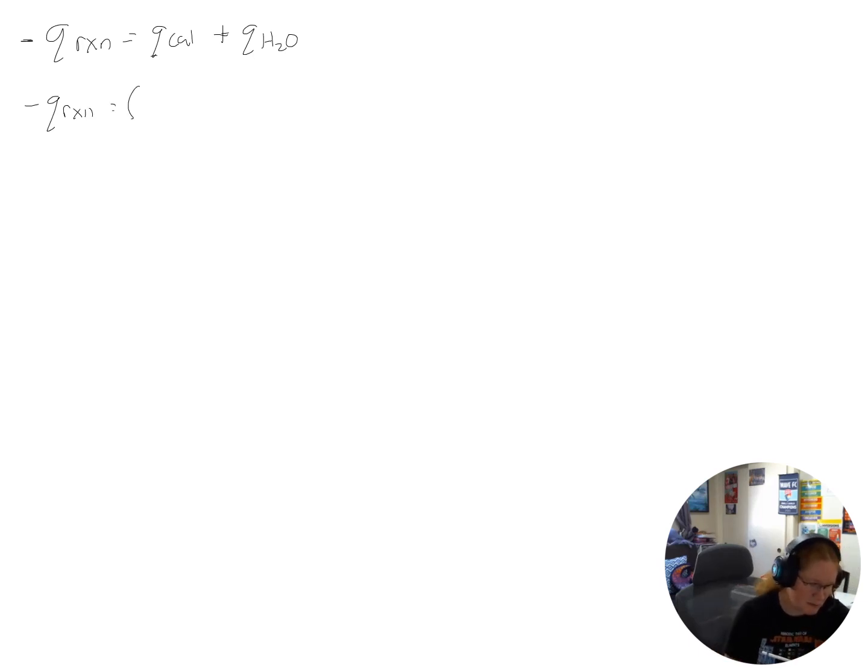so the heat of our reaction is going to equal the heat of our calorimeter plus the heat of the water. Okay? All right, so remember the heat of reaction, it's giving off energy. Okay? And so negative Q reaction is going to be, so we had some information. We have a heat capacity of the calorimeter, which was 837 joules per degree Celsius. The change in temperature was 8.2.